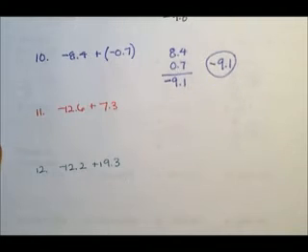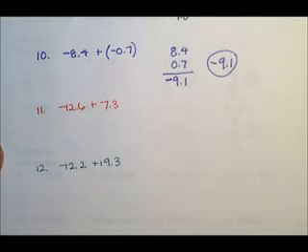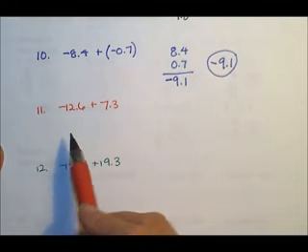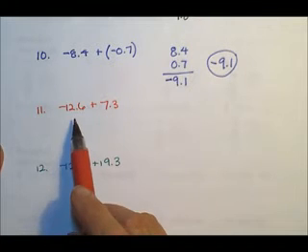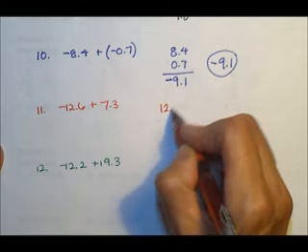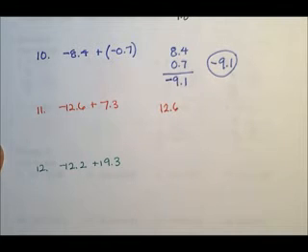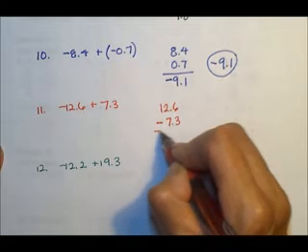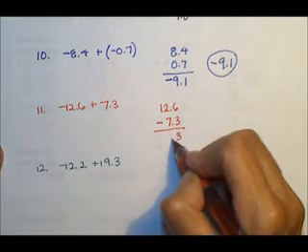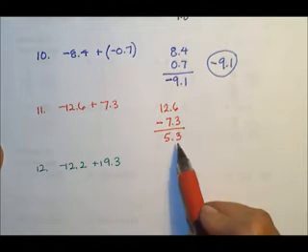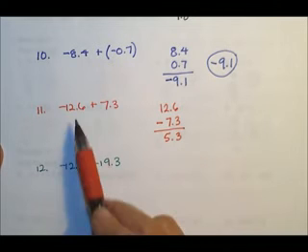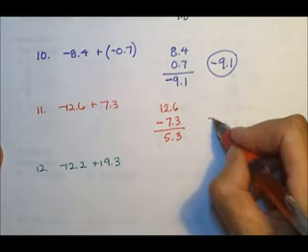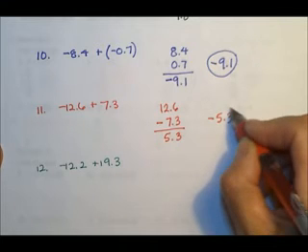Now number 11 and 12 are a little bit different. We have one positive and one negative value. So I'm going to look for the higher absolute value, which is going to be 12 6/10. Since one's positive and one's negative, I'm going to subtract the lower absolute value. I get 5 3/10. And since the higher absolute value was negative, my answer is negative.